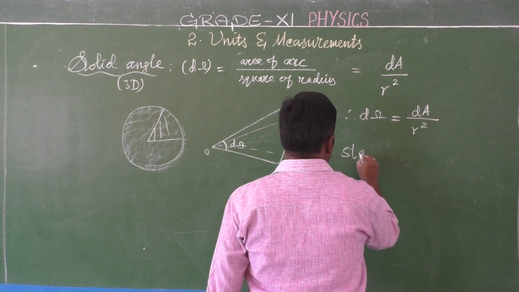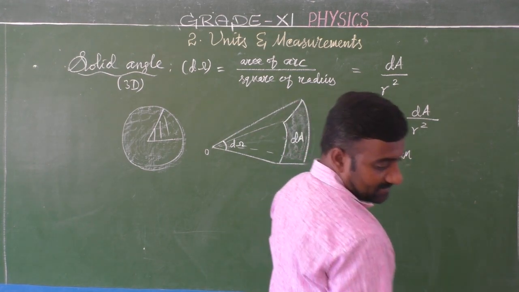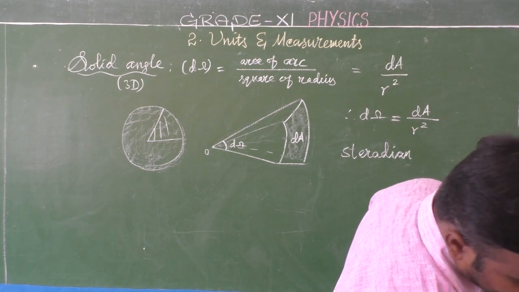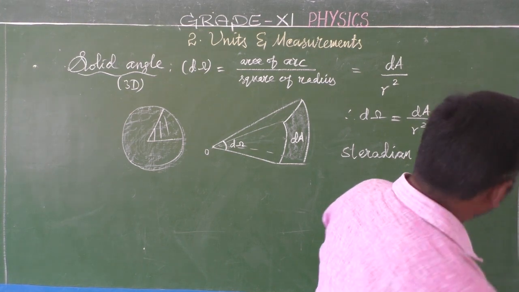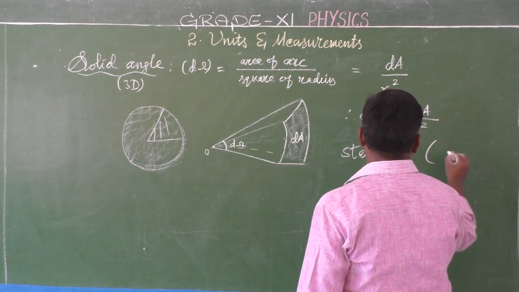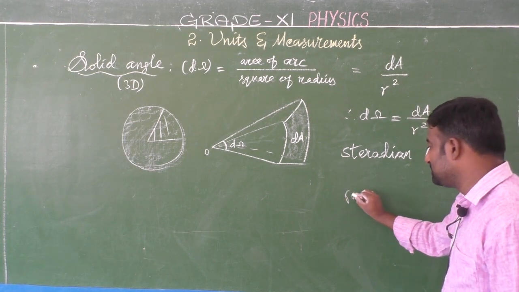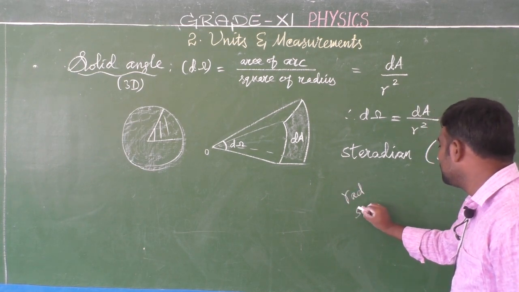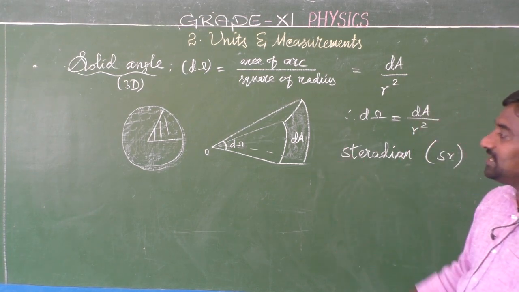So steradian, and we have a symbol also. The symbol is SR. For plane angle we use radian, and for solid angle it is steradian. Okay, plane angle for 2D and solid angle for 3D.